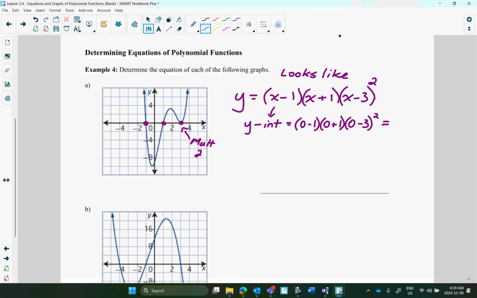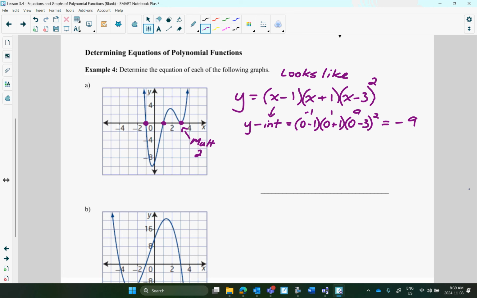Okay, you're saying positive. This is negative 1. This is positive 1. This is positive 9. So it's negative 9.